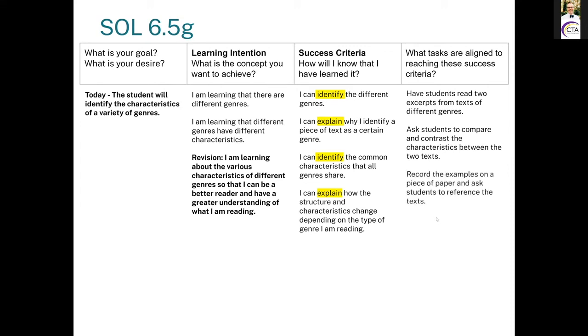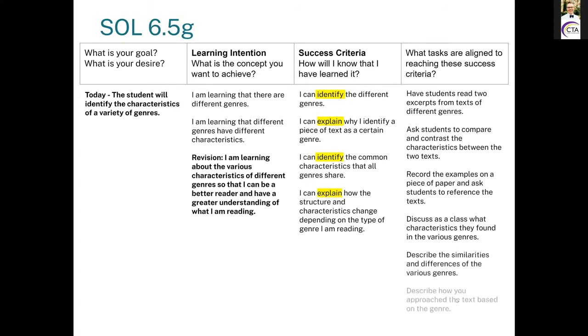Okay, excellent. A lot of these are very similar to what we talked about. Ask students to compare and contrast the characteristics between the two texts. Record the examples on a piece of paper and ask the students to reference the text. Discuss as a class what characteristics they found in the various genres. Discuss the similarities and differences of the various genres and describe how you approach the text based on the genre.